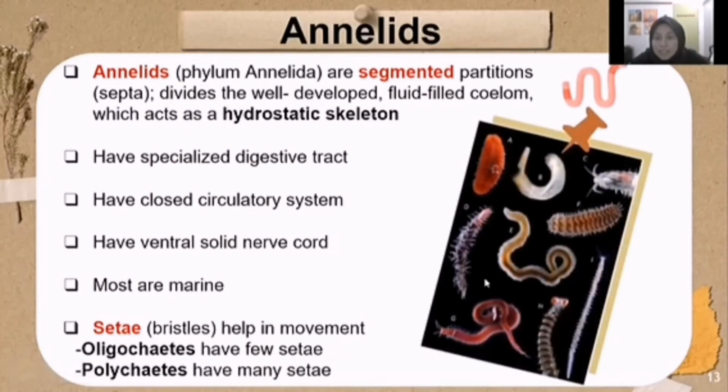So, this is a diagram that shows annelids. As you can see, there are many types of species.